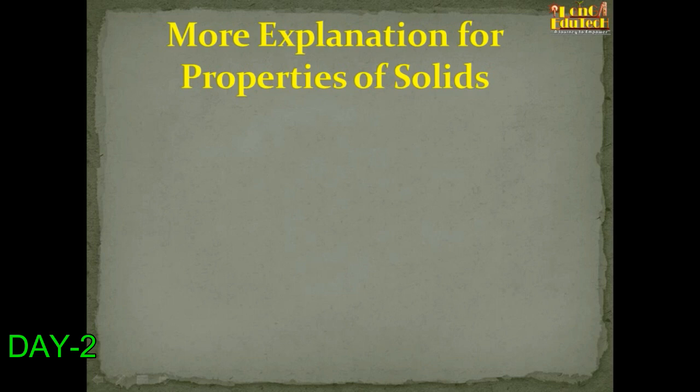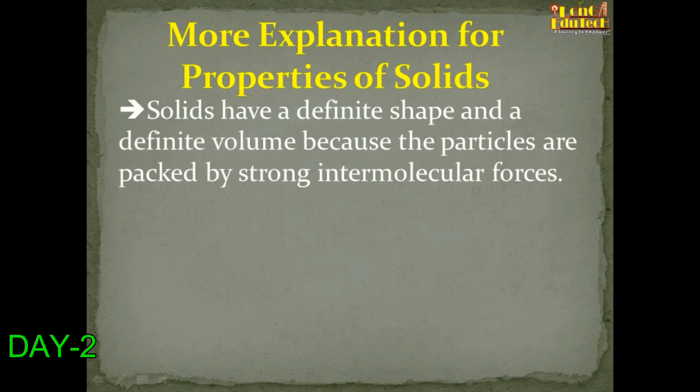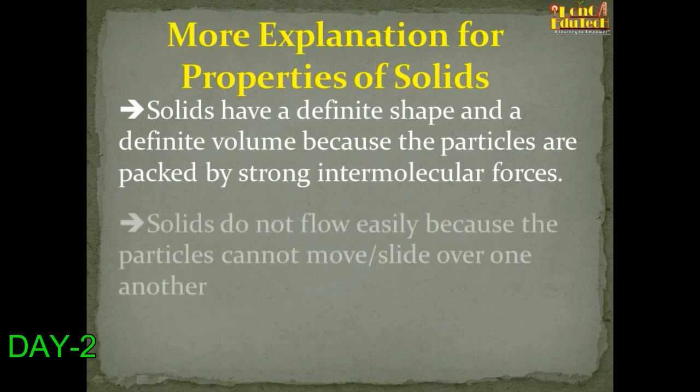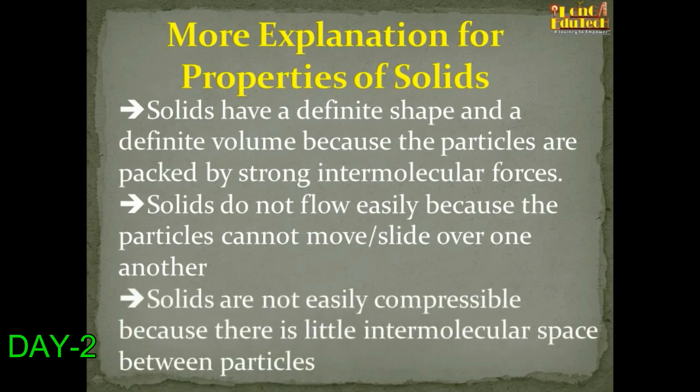So for the more explanations for the properties of solids: solids have a definite shape and a definite volume because the particles are packed by strong intermolecular forces of attraction. As we discussed before, solid particles are very tightly packed due to the strong intermolecular forces of attraction. Second, solids do not flow easily because the particles cannot move or slide over one another. Third, solids are not easily compressible because there is little intermolecular space between the particles.